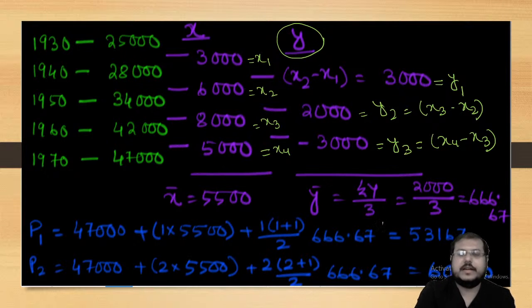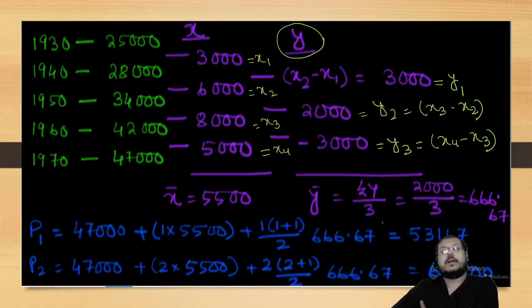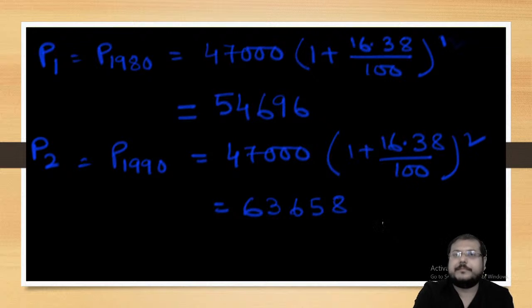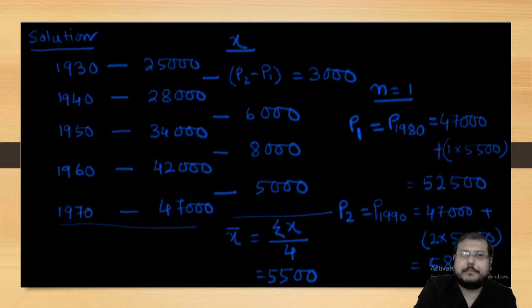So eventually, once again, why are we going for the same question? Let's take the value P1. For the incremental increase method, you are getting the value as 53,167, which is lesser than the value for P1 in the geometric method, 54,696, but more than the value in the arithmetic method, 52,500.